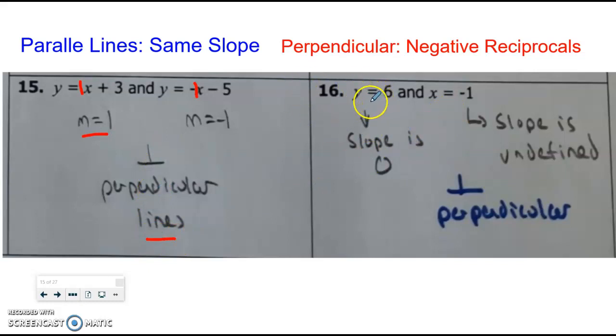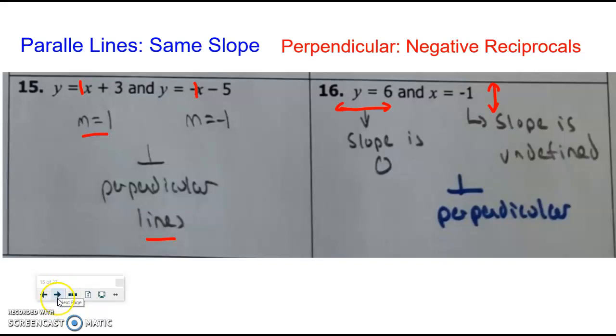For y equals 6, that's a horizontal line, where y equals 6. And then if I look at x equals -1, that's a vertical line going up and down. So those two lines do intersect each other to form a perpendicular line. Both are perpendicular lines. They both form a right angle.